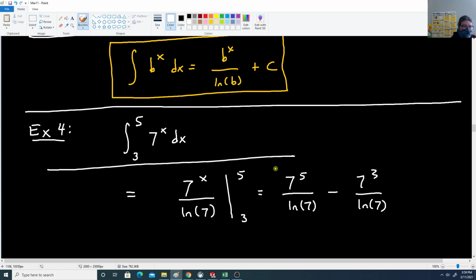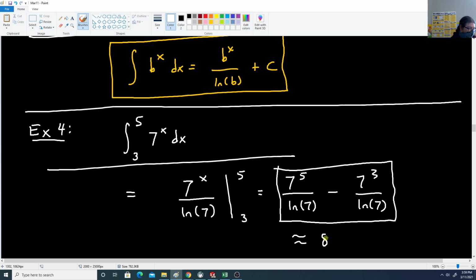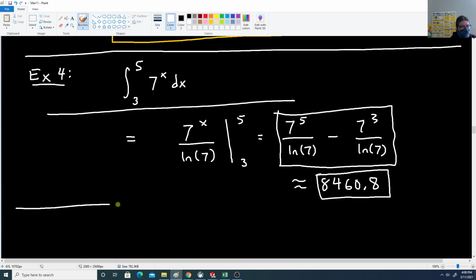And we can leave our answer like that if we want, or if you want to put it in the calculator, you get that it's about equal to 8460.8. So either leave it like this, or you can put it in the calculator and get it down to there. For the AP test, use 3 decimal places. The book only used 1 for that expression.